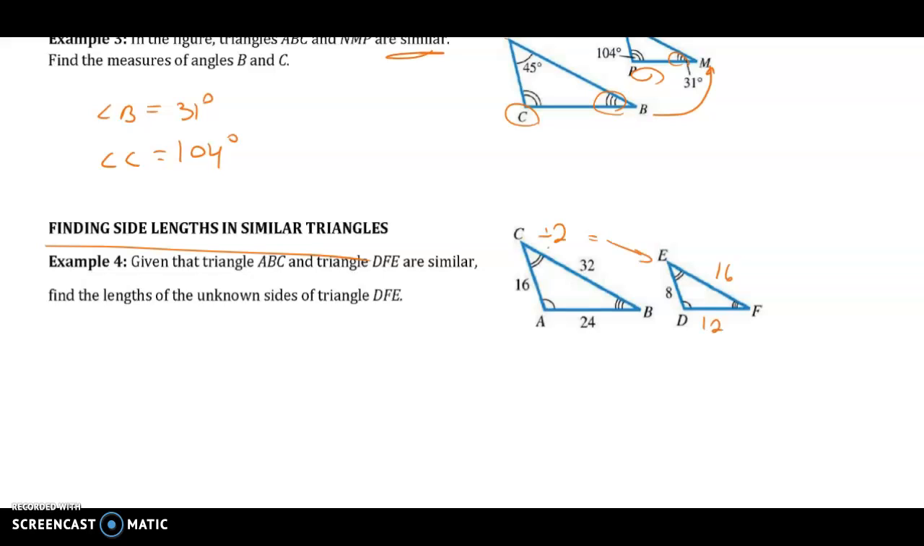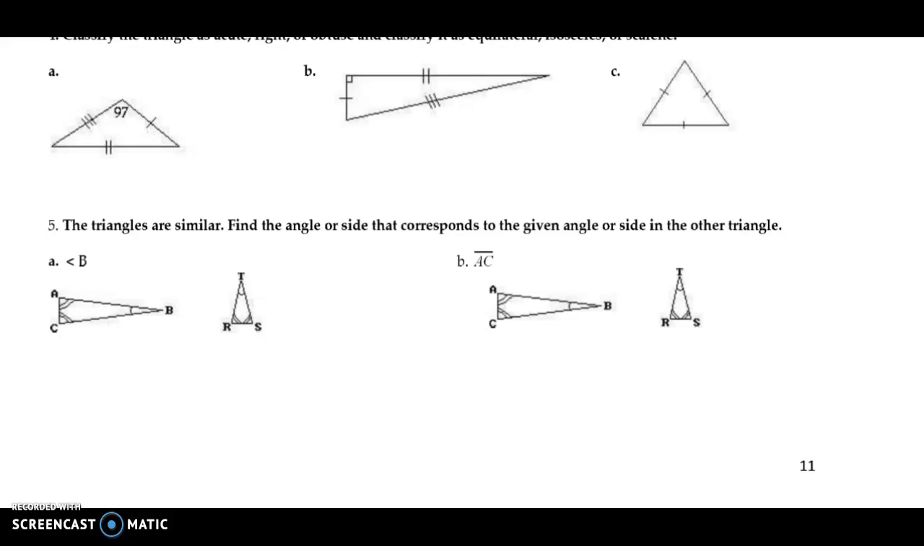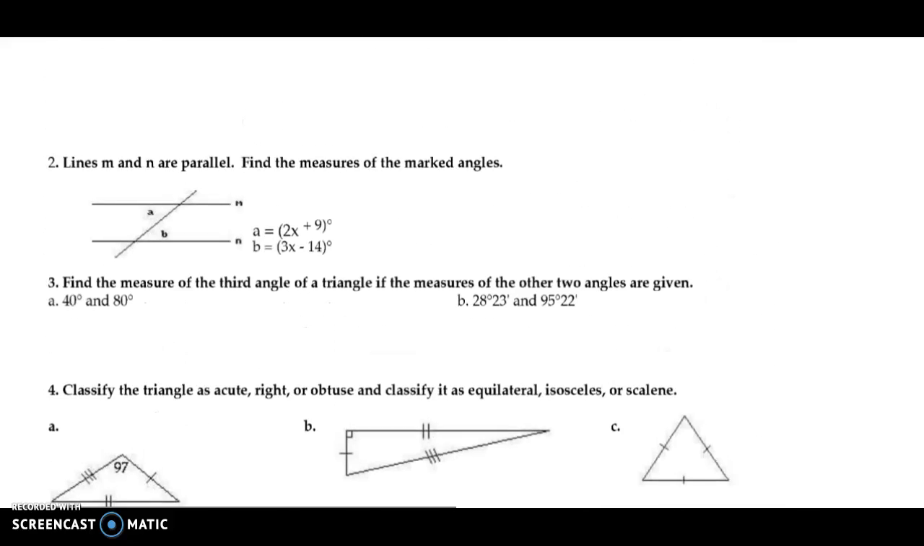So this is looking at it from the side lengths. So I noticed that when I went from 16 to 8, I was dividing by 2. So this is decreased by a factor of 2. So I divided everything and I got 16 and 12. Go ahead and take time to go through these next 5 problems and then we will talk about them.